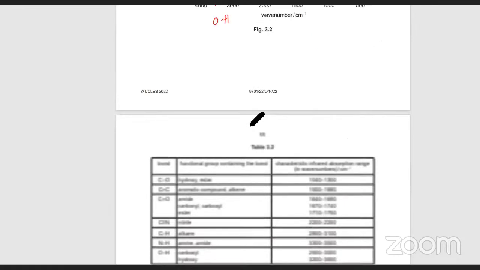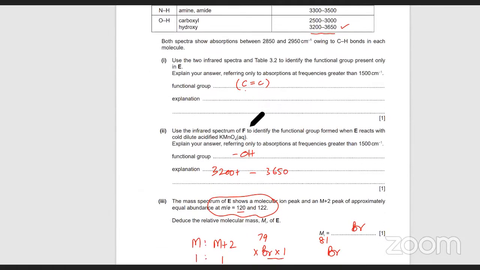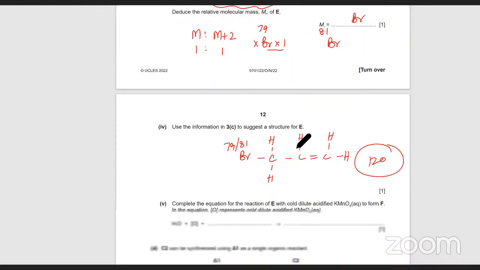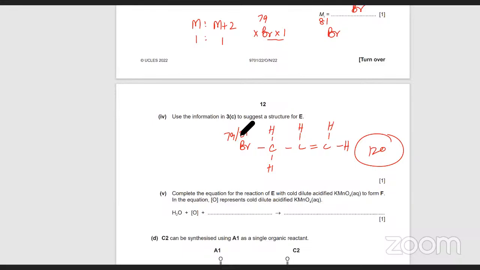The only other information that we had was that the M to M+2 ratio is equal abundance, okay, equal abundance. So that meant it must be one bromine. So it's the same 3 carbon atom alkene, but it has one bromine in it. So that is exactly 120, okay.